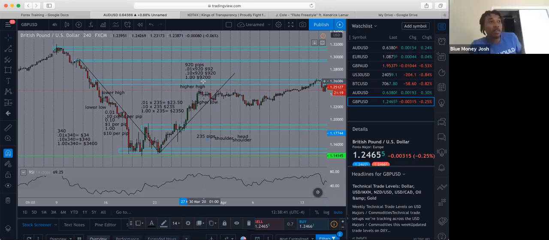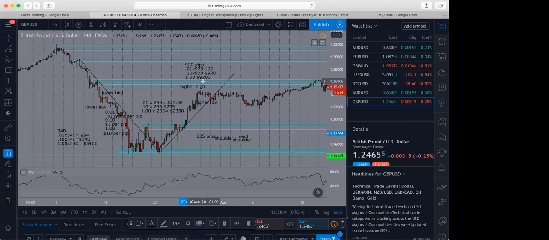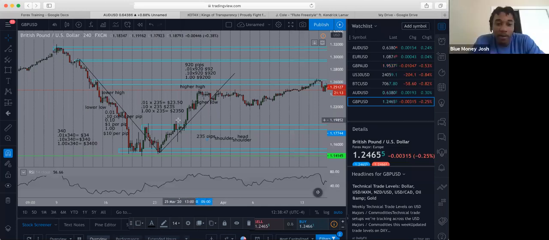If $15,000 in 2 weeks is not enough to quit your job, man, I don't know what. Because this is the easiest breakdown ever. All you're seeing is market structure, a W, and a head and shoulders. Literally.